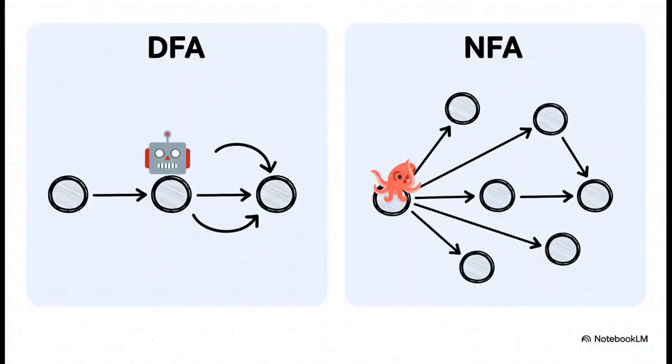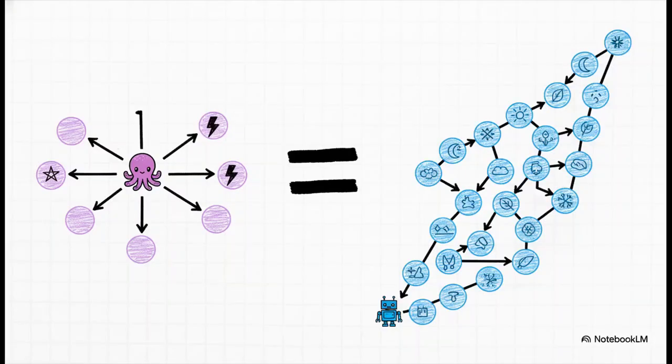A DFA is like a methodical inspector, carefully checking one single path. The NFA, it's like a whole team of scouts, spreading out to check every path simultaneously. And what's really interesting is that even though the NFA seems way more complicated in how it operates, it's often a lot easier for a human to design one. They're just more flexible.